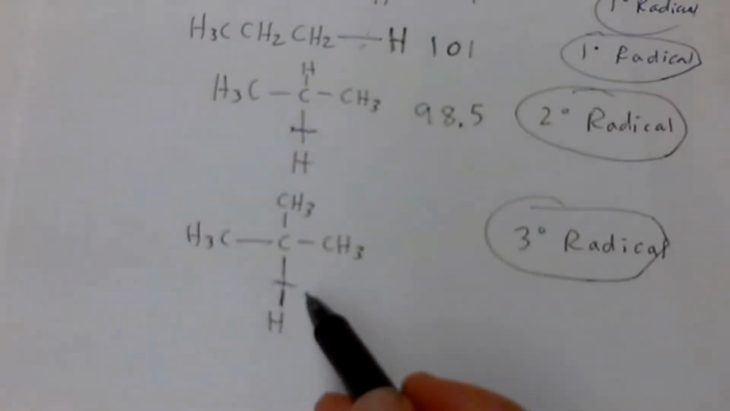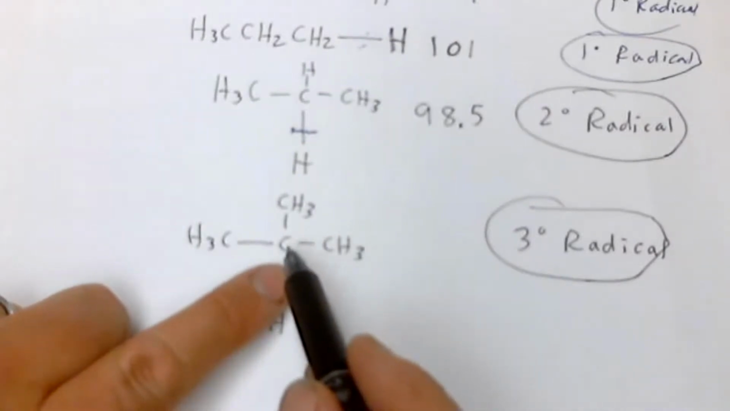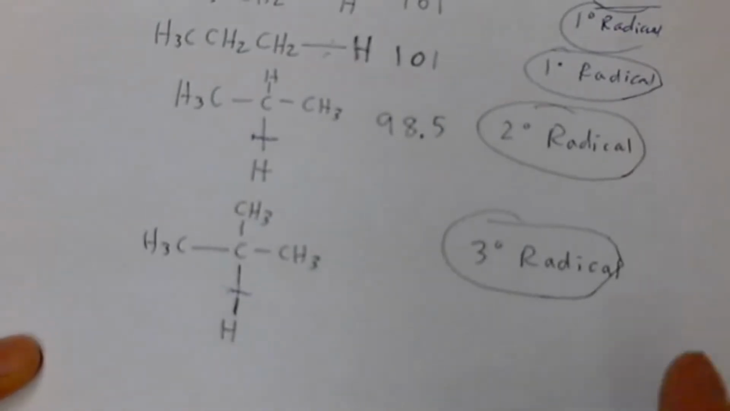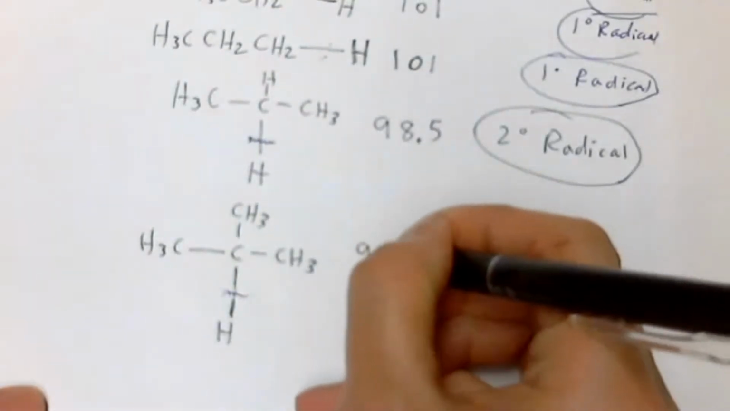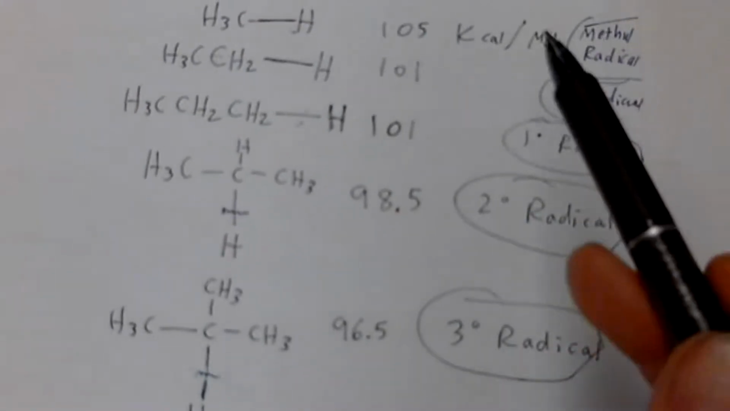That bond, when it gets cleaved, makes what kind of radical? Imagine we had a radical on that carbon, it would be a tertiary radical, right? And the number is 96.5. They're all kilocalories per mole.